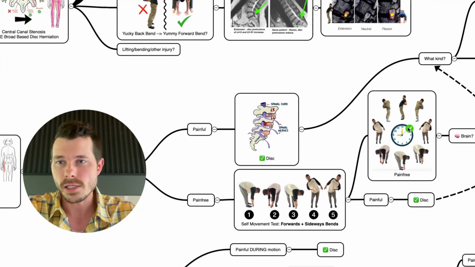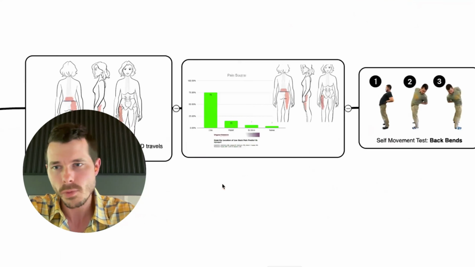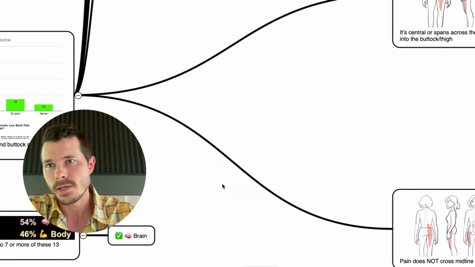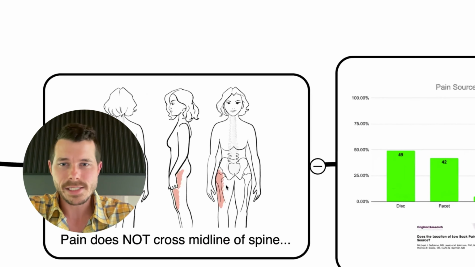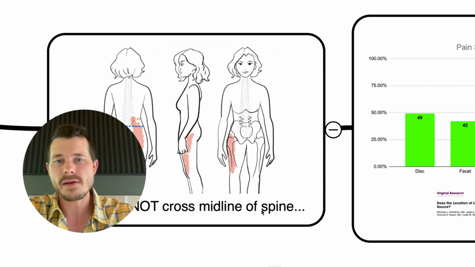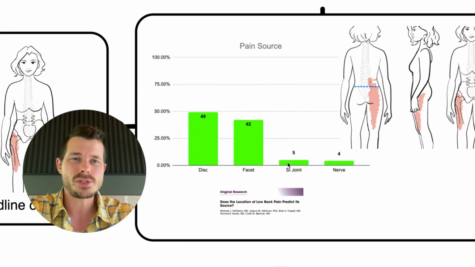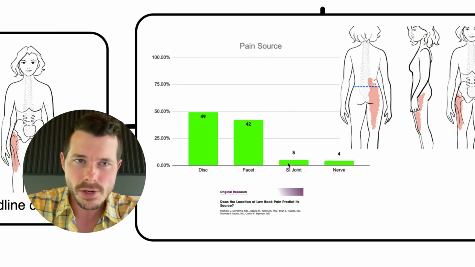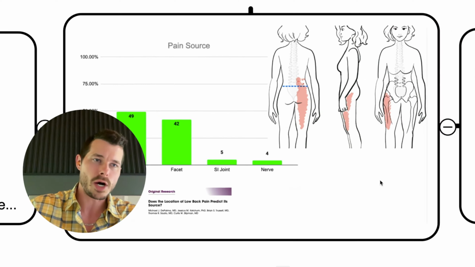All right, so let's backtrack. Where were we? Location was here. But we also talked about how facet and disc problems could also present as this. So if you don't have symptoms that cross the midline, it stays on one side of the spine and goes into the butt and/or the back of the thigh, then disc and facet joint issues are kind of a toss-up. It could be either, and this kind of makes it a little bit tricky. SI joint and nerve problems are pretty much gone, not that.